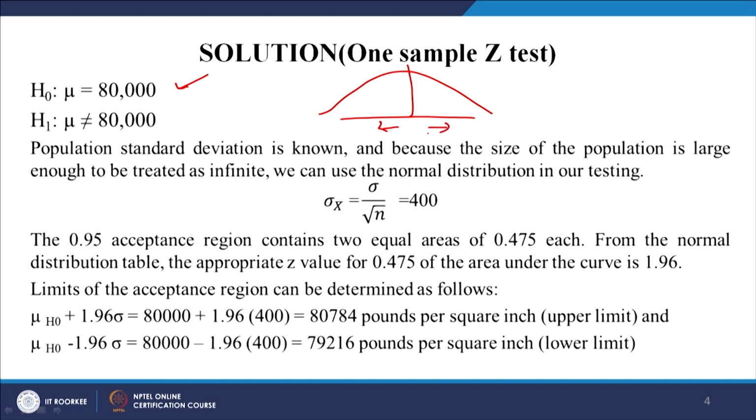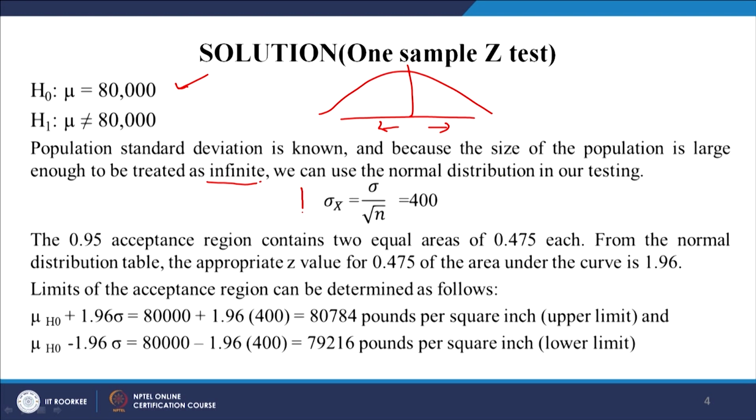The population standard deviation is known in this case. How much? Now 4,000, it was told to us. Because the sample is a large sample, we treat it as an infinite population. So, we use the normal distribution, correct. Had it not been infinite, we would have gone for a finite population check.